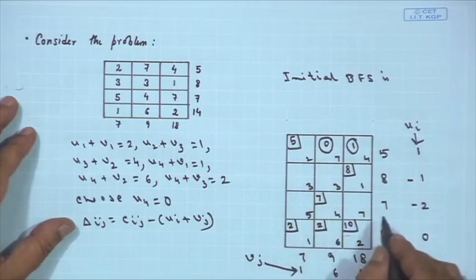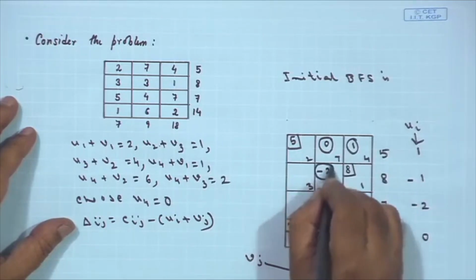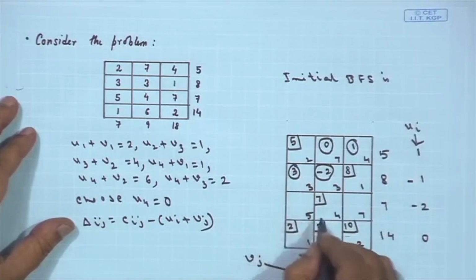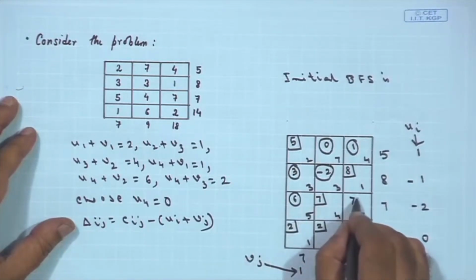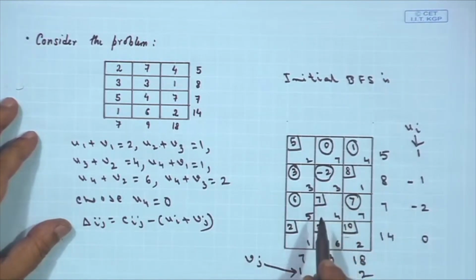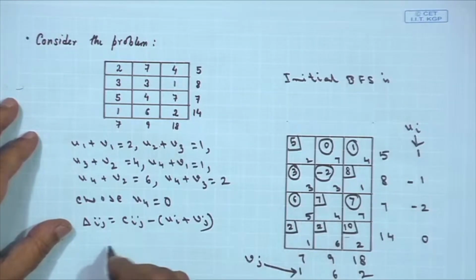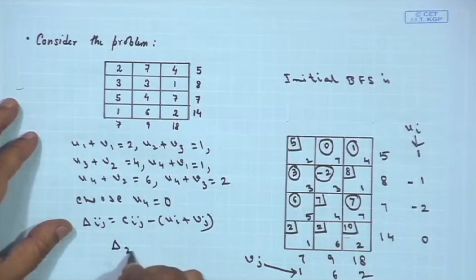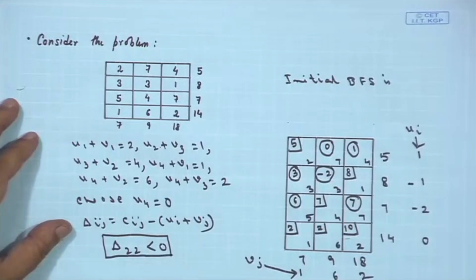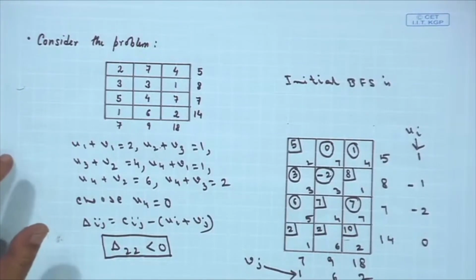Here you will get 1, here it is minus 2, here it will be 3, then 6, it is 7. So, you see that not all delta ij are greater than or equal to 0; this one is less than 0, delta 2 2 is less than 0. So, your solution is not optimal. Once the solution is not optimal, you have to form a loop now.